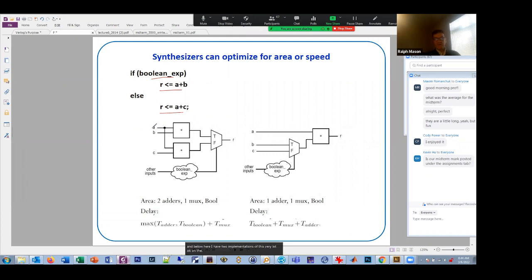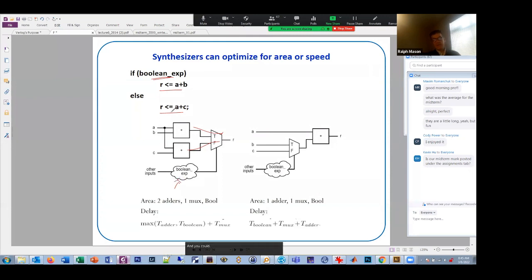On the bottom one, it takes A and B and adds them together, and it takes C and A and adds them together, and then it has a little multiplexer. And the multiplexer is controlled by this Boolean expression. If it's true, then this path comes through, right? And if it's false, then this path comes through. And this is the logic that generates the Boolean expression.